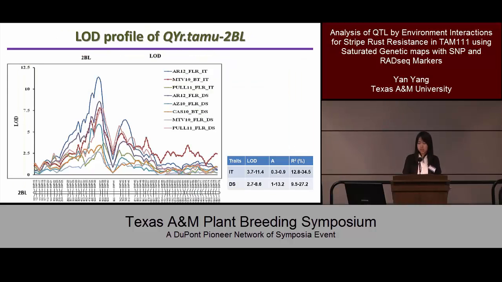This is just a graph showing the LOD profile of this significant QTL. Usually we view a LOD of 3 as significant. So you can see this QTL is up to around 11, so it means it's very significant.